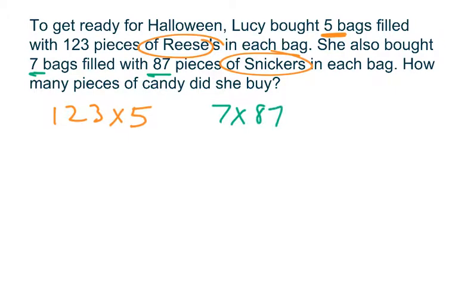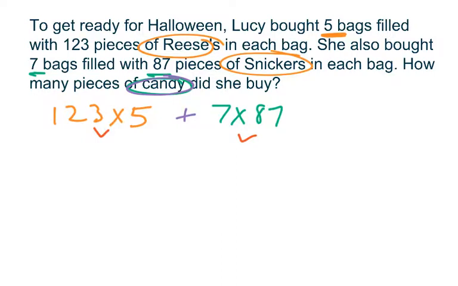And here in my problem, it tells me I want to know how many pieces of candy did she buy. So I want to know, is it Reese's candy? Yeah. Or Snickers candy? Yeah. So I'm going to be adding these two to find the total number of candy that she bought. I can set up my equation like this. I need to make sure I'm following order of operations, so I'm going to have to solve these two multiplication pieces before I add. Let's go ahead and do that.